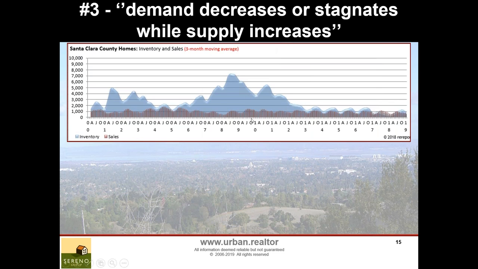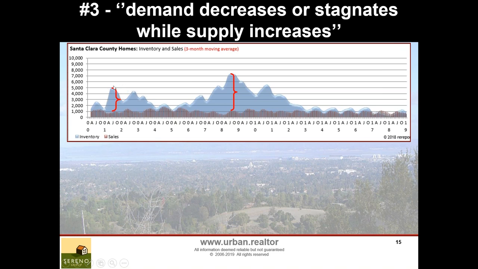So what we're seeing here is a chart of, again, 19 years of Silicon Valley, Santa Clara County, that shows us supply versus demand. The blue is the supply and the red is the demand. If we look over a long period of time, I would say the moving average of the demand is probably about 1,000 homes per month. And when we look at the inventory level, we see a few things.